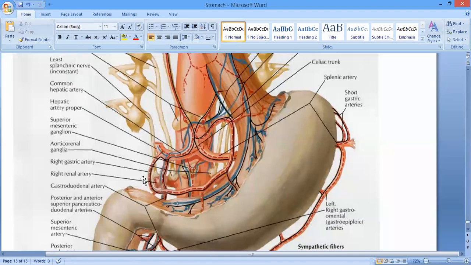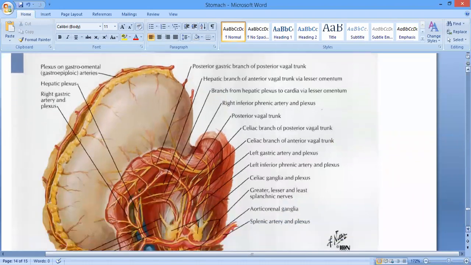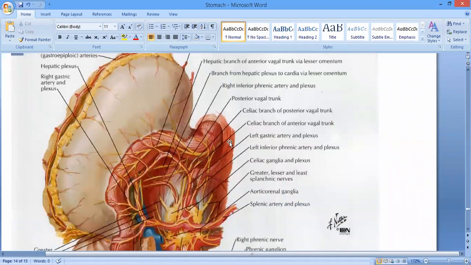Okay. Now the posterior vagal trunk, of course, is responsible for supplying the posterior surface. The posterior vagal trunk is going to allow the posterior spread over the stomach. Just, you know, you can see, this posterior vagal trunk comes, right? It is going to spread over the posterior surface of the stomach.